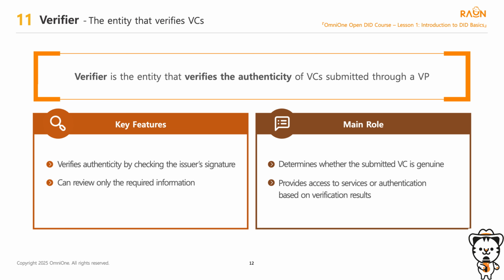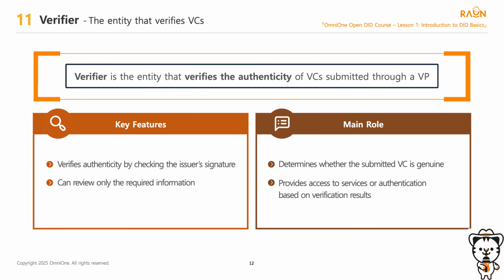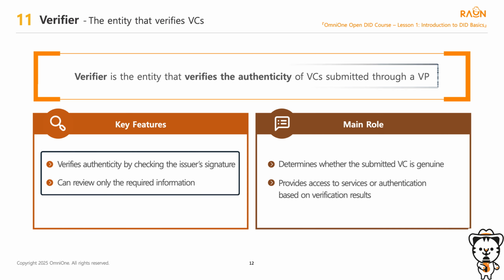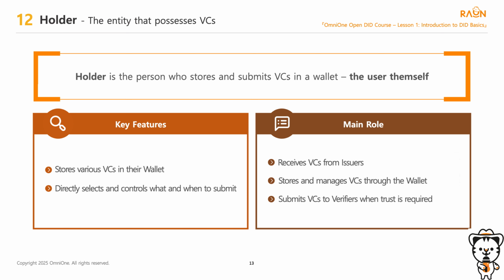Now, let's move on to the verifier. The verifier is the party that checks whether a VC is valid. Verifiers review VPs submitted by users and determine whether the VCs inside are authentic. They verify the issuer's signature and decide whether to trust the credential or not. Since VPs allow selective disclosure, verifiers can focus only on the information they actually need. Verifiers play a key role in access control, whether it's unlocking a service, granting access, or confirming eligibility.